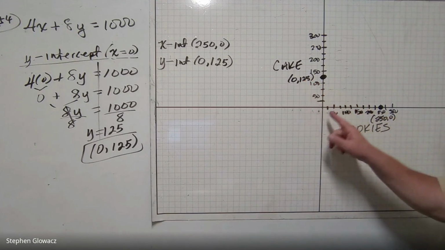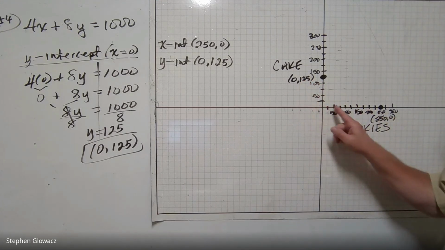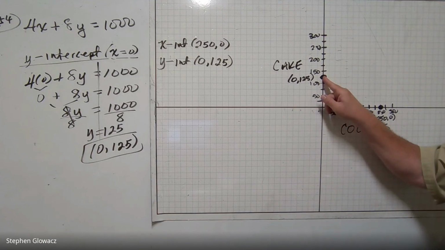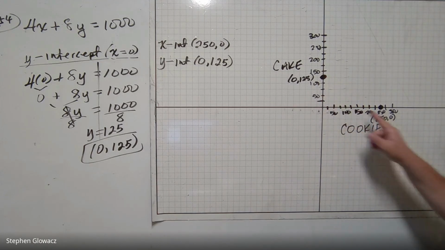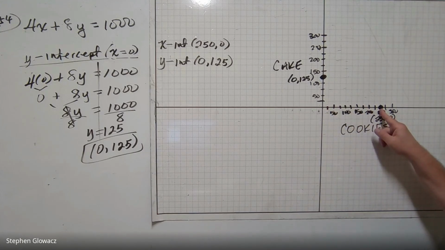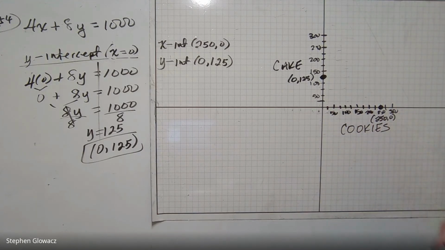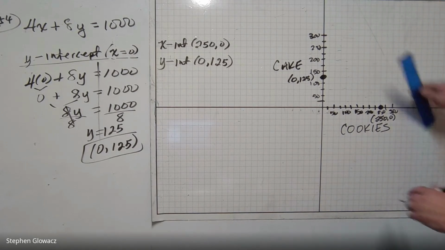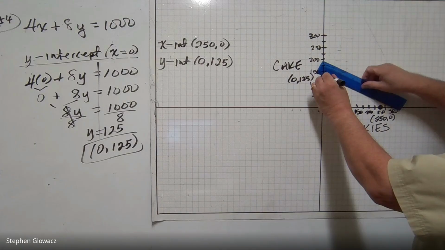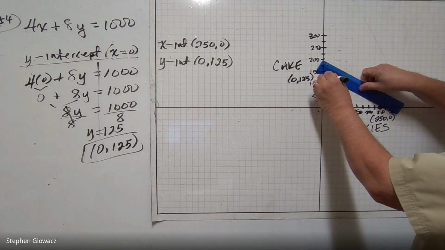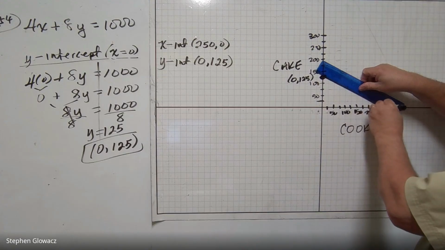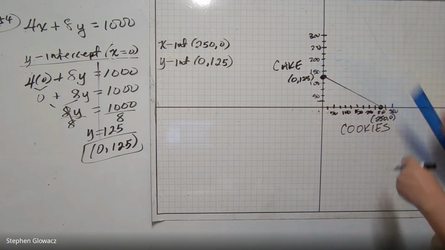Notice to plot those 0, 125, we don't go left or right. We just go up to 125. And then notice for 250 and 0, we just go right to 250 and just stay there because the y-coordinate is 0. So now we're going to take our ruler out and just connect the dots and not extend the line beyond those. And I'll explain why in just a second. So we connect the dots.